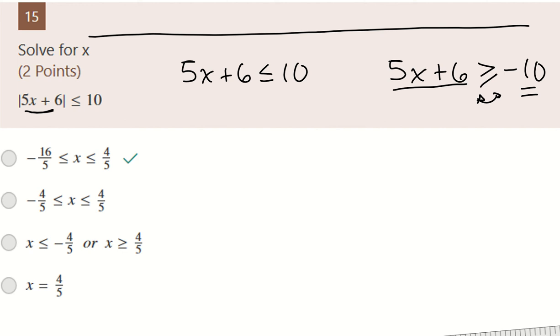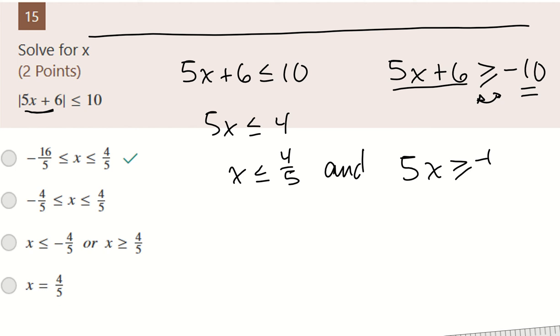And again, the trade-off, whenever you see the absolute value like this, it has to become two inequalities to consider what the 5x plus 6 is. So two same steps, right? 5x is less than or equal to 4, so x is less than or equal to 4/5, and this is an and that joins these. And it also has to be the case that if I subtract 6, I get that 5x is greater than or equal to -16. Therefore, x is greater than or equal to -16/5.